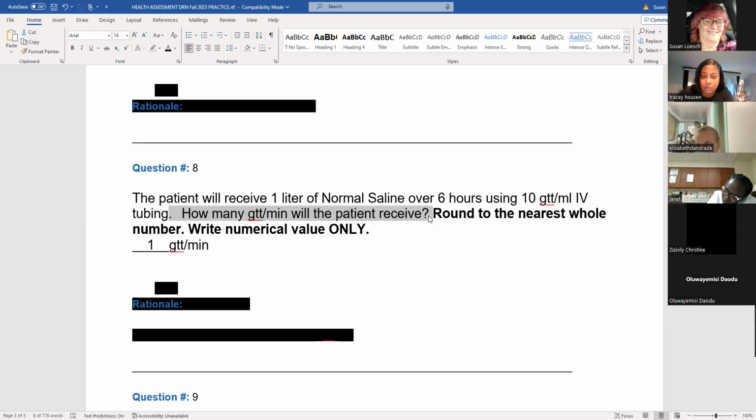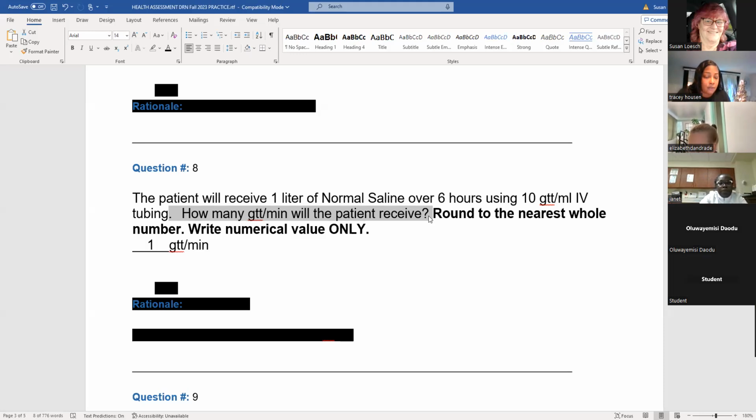Because if I don't have "rounded to the nearest whole number" on there, and you don't round, it's wrong. You could argue with me all day, but it's wrong because that's part of the formula. And I expect you as a nurse to know that because I'm teaching it to you right now.